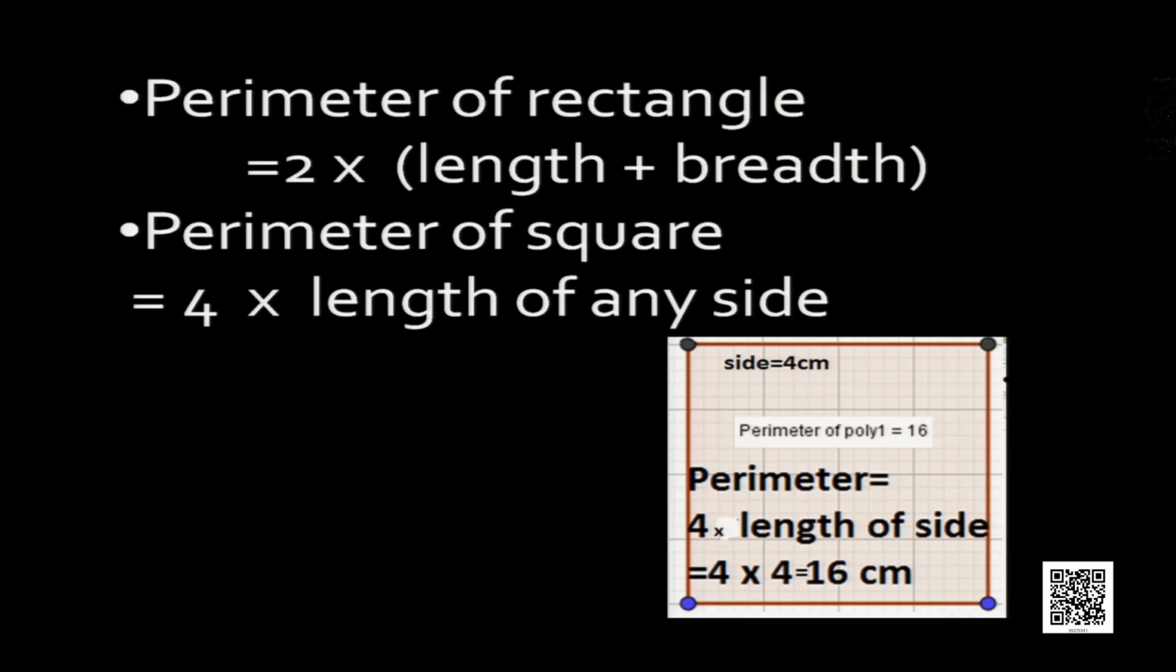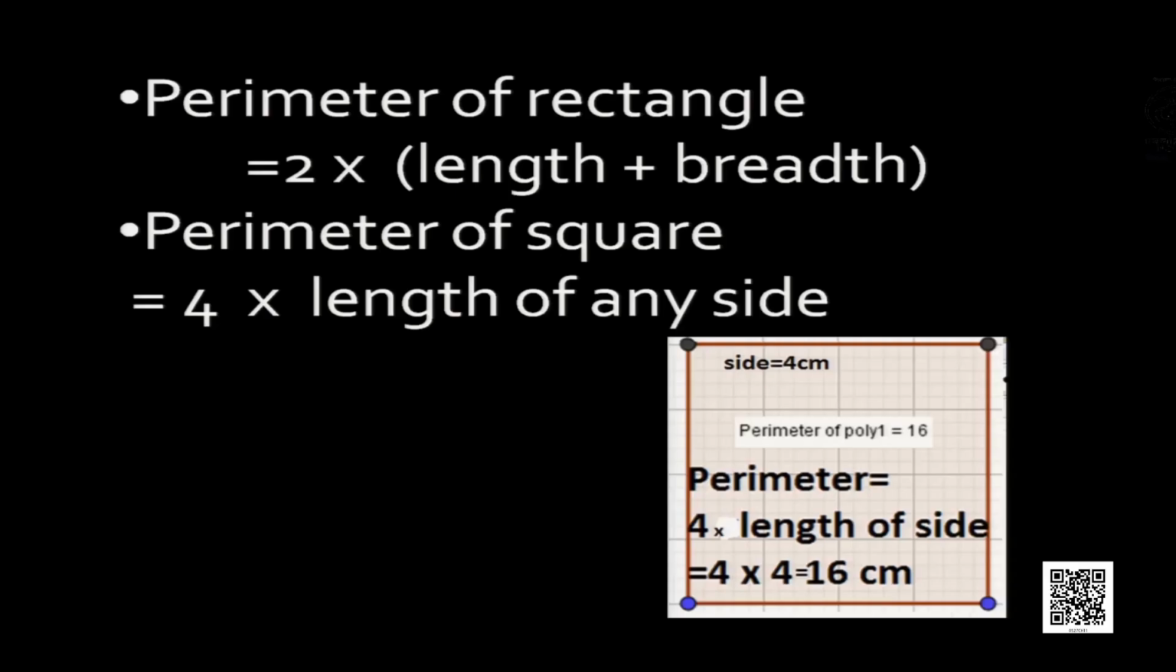When it is a square, all sides are equal. So look at this picture, if one side is 4 cm, then 4 plus 4 plus 4 plus 4, so we can take 4 into 4, that is 16 cm. So we are getting another formula: the perimeter of a square is equal to 4 into the length of any side. So we have got two formulas, one for rectangle and one for square. The perimeter of a rectangle is 2 into (length plus breadth), and the perimeter of a square is 4 into the length of any side.